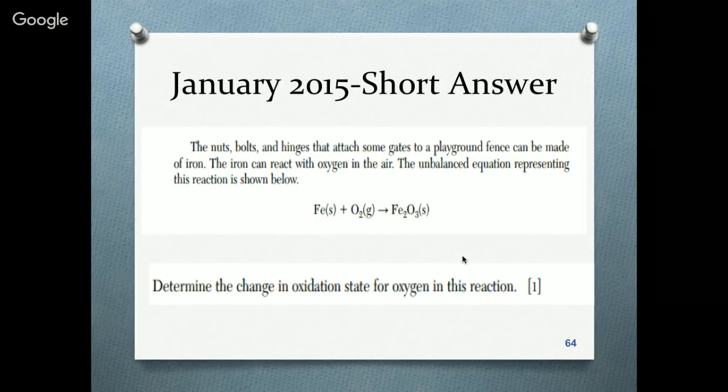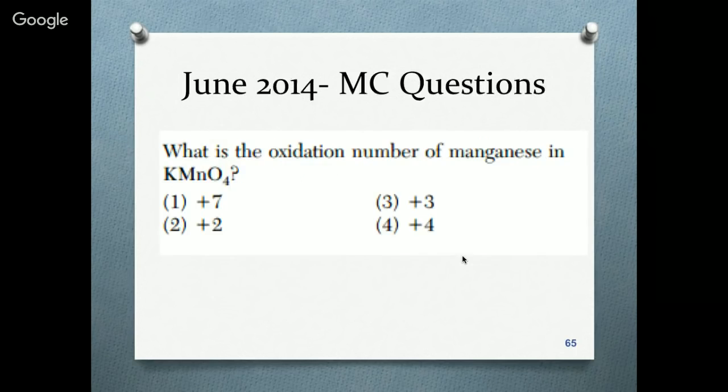Determine the change in oxidation state for oxygen. On the reactant side, oxygen's all by itself, 0. On the product side, there's no special exception with iron, so -2.